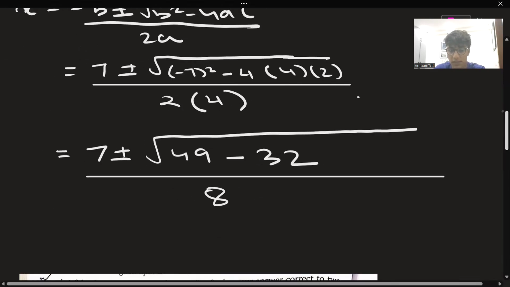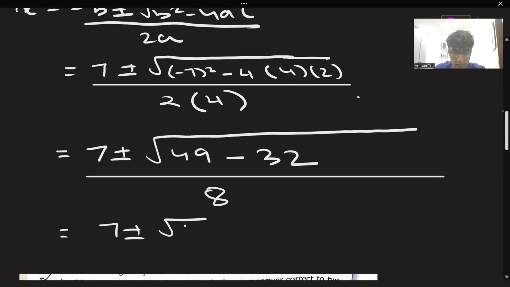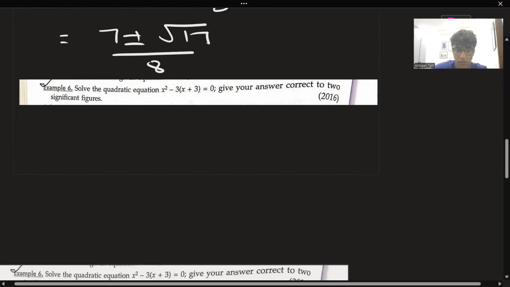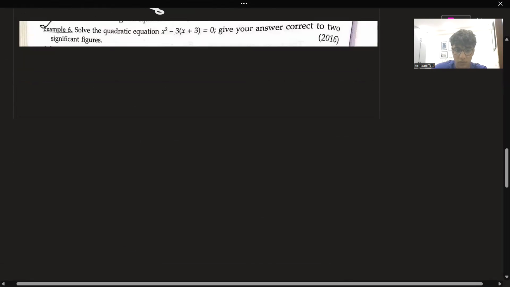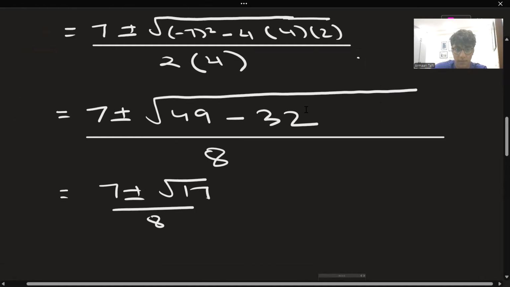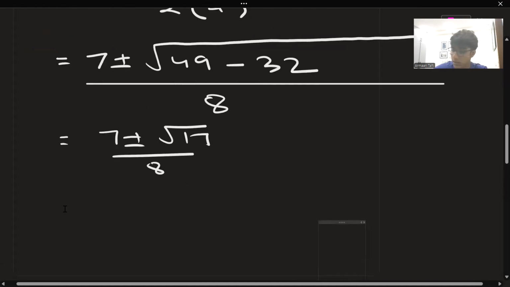So yeah, okay. 49 minus 32 is 17. So we have 7 plus minus root 17 by 8. Okay, we require more space, so I'm just going to give us some more space here. Let's move this slightly more to the bottom. Yeah, okay. 7 plus minus root 17 by 8.